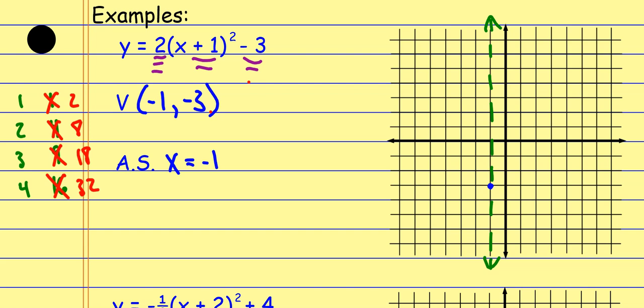If that A value is a 3, I would multiply all those values by 3. But that's now my new shape. That's my new pattern. And so from the vertex, again, we're counting from the vertex. From the vertex, it's over 1, up 2. From the vertex, it's over 2, up 8. From the vertex, it would be over 3, up 18, which is kind of off my graph.